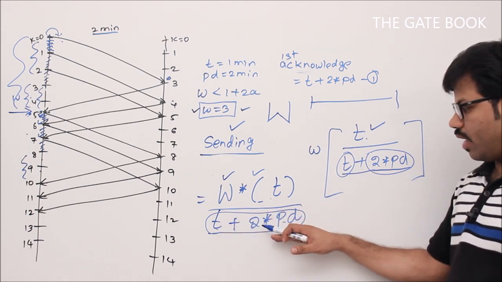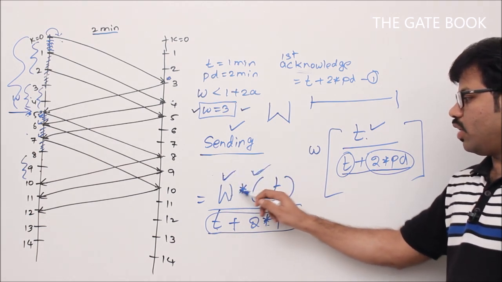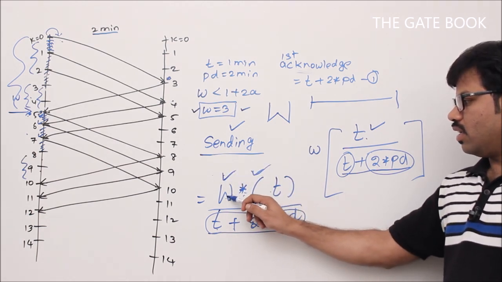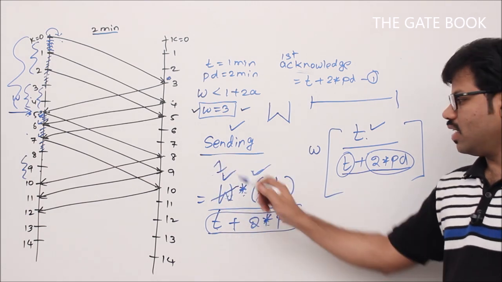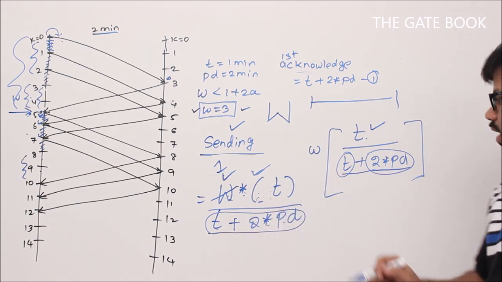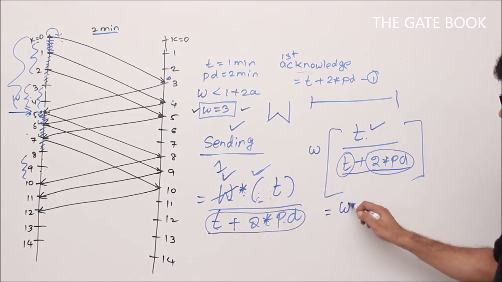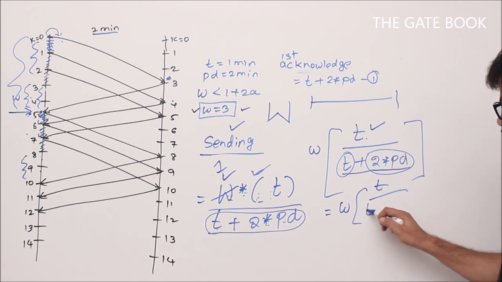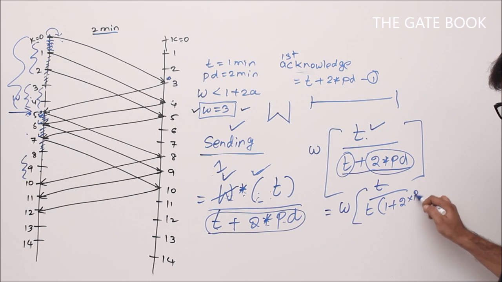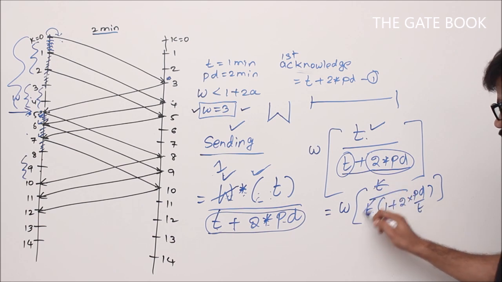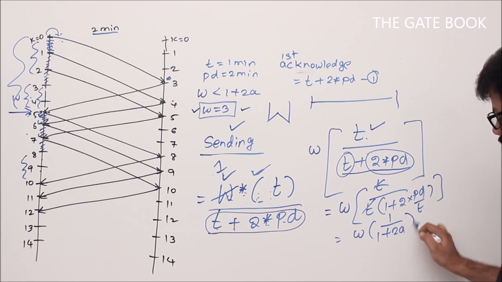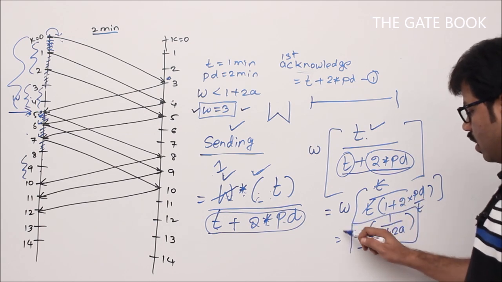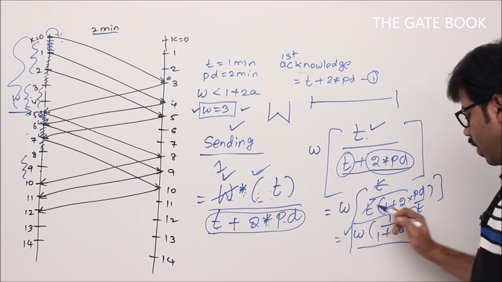But in this period of time, we are effectively able to send W into t. That means your channel was busy this much time. But in stop and wait, W value is 1. That's why it is 1 into t by t plus 2 into propagation delay, right? Now let's simplify it. If I take t common, it will be t into 1 plus 2 into propagation delay by t. Already I told you propagation delay by transmission time is a, right? Then t and t will be cancelled. This is nothing but 1 by 1 plus 2a, right? This is the channel efficiency in sliding window protocol: W by 1 plus 2a.